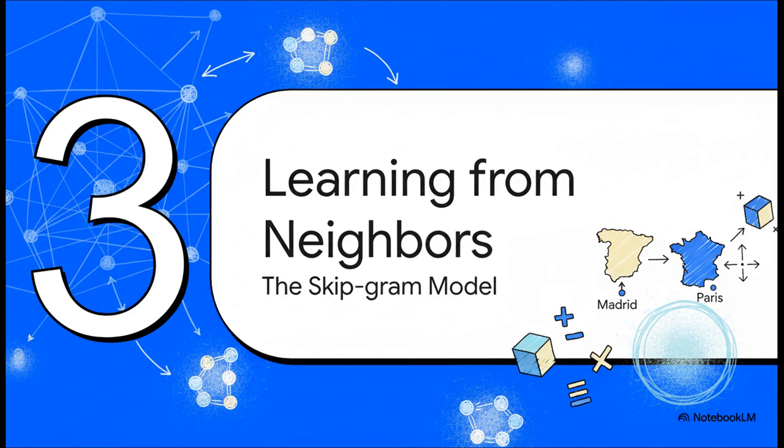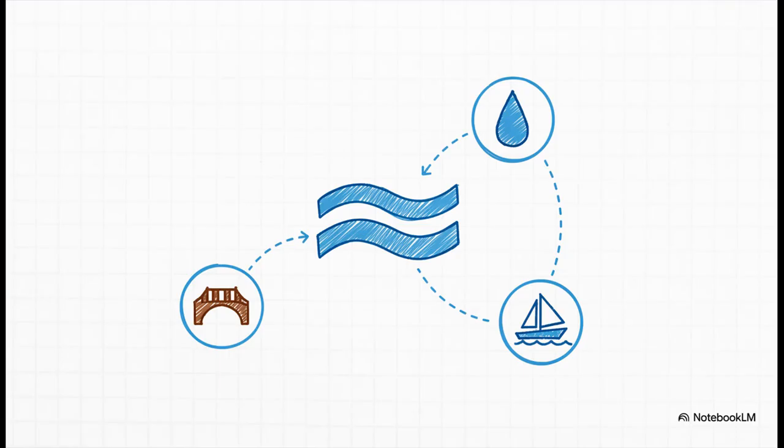Well, the model from the paper, it's called the Skip-Gram model, and its goal is actually super simple. It all boils down to this really simple old saying, you shall know a word by the company it keeps. So what makes a river a river? Well, it's because it's always hanging out with words like water, flow, bank, and boat. Its neighbors define its meaning.